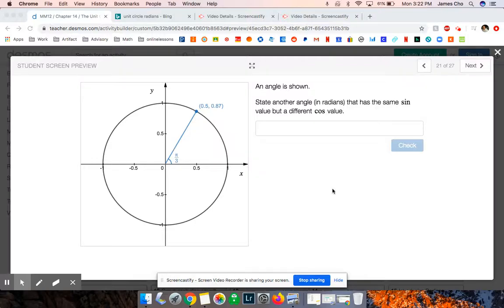All right, so we're almost done here. Let's take a look at this problem because I think this is really interesting. So we want to find another angle in radians that has the same sine but a different cosine value.